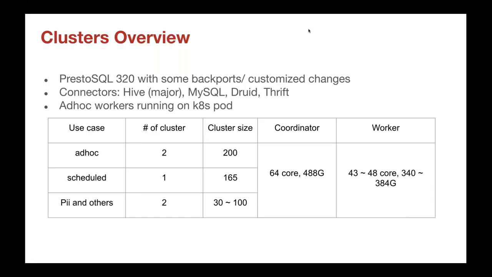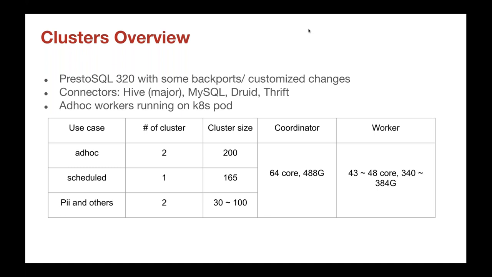So after talking about the architecture, let's briefly go over the cluster configurations. We currently run PrestoSQL 320 in all the clusters. We have some backports and some customized changes. And we support Hive, MySQL, Joule, and Thrift connectors. The majority of use cases come from Hive. We have ad hoc workers running on Kubernetes pods to leverage the fast auto scale and fast service restart, which are benefits brought by Kubernetes.